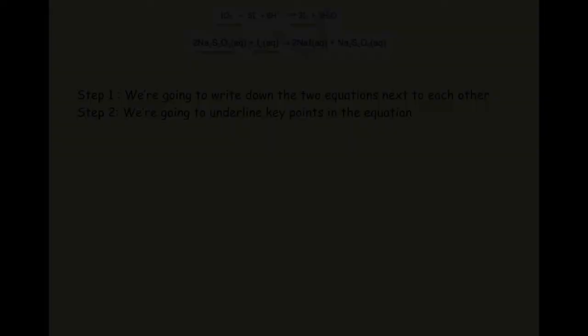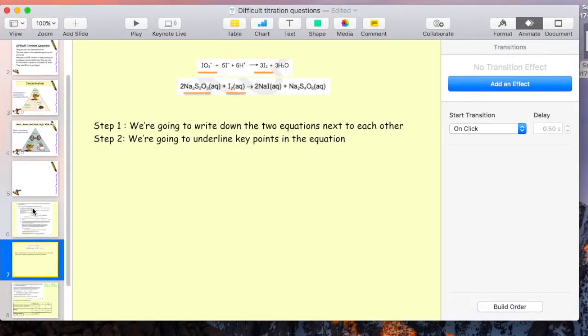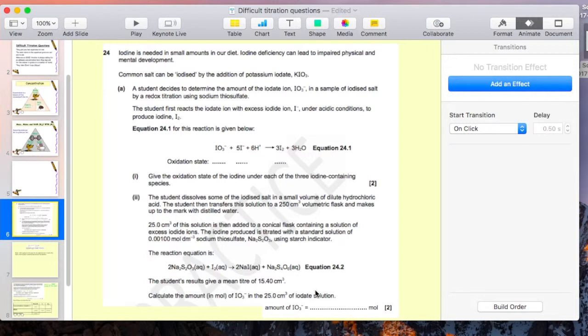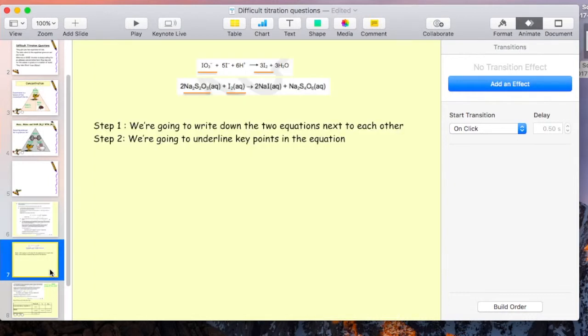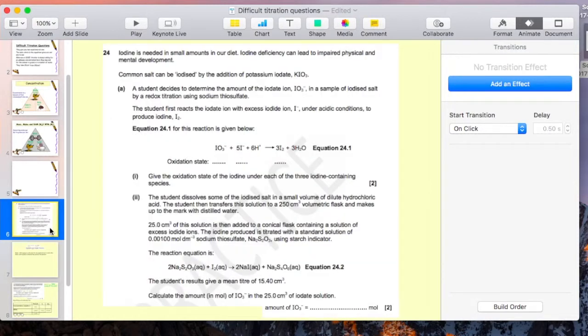And the reason for that is clear when we look back. Oh yeah, look here. That's what we're trying to find the answer to, IO3 minus. So that could be pretty important, so I've underlined it. Then I've gone and underlined 3I2 there and I2 there. Well, why have I underlined that?